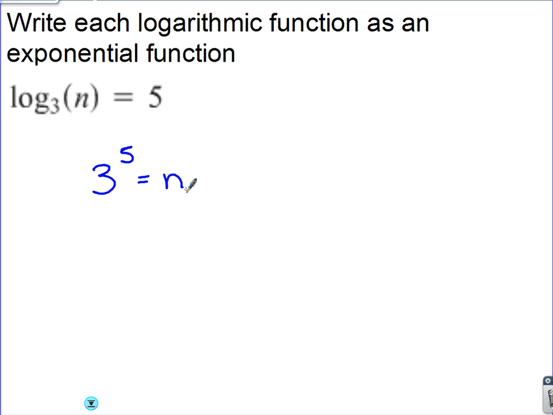If you've got log base 3 of n equals 5, and you're trying to figure out what n is, just rewrite it. Look what you got. n is 3 to the 5th power, which is going to be, I think, 243. So now you've got your n. So here in a little while, we're going to be solving logarithmic equations. They're not too bad.